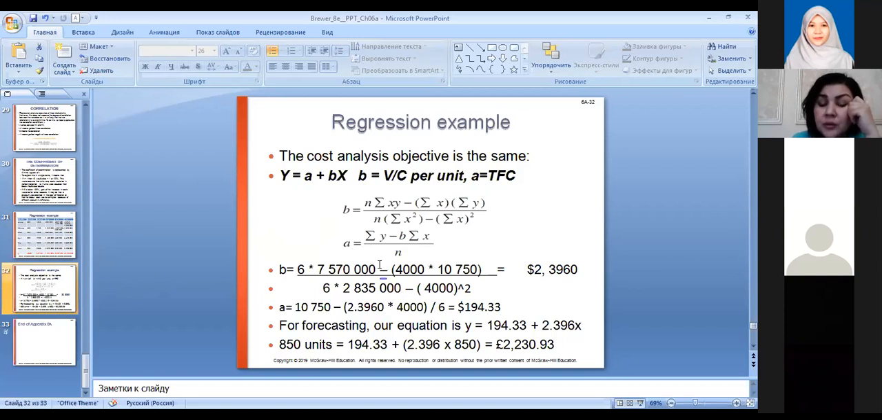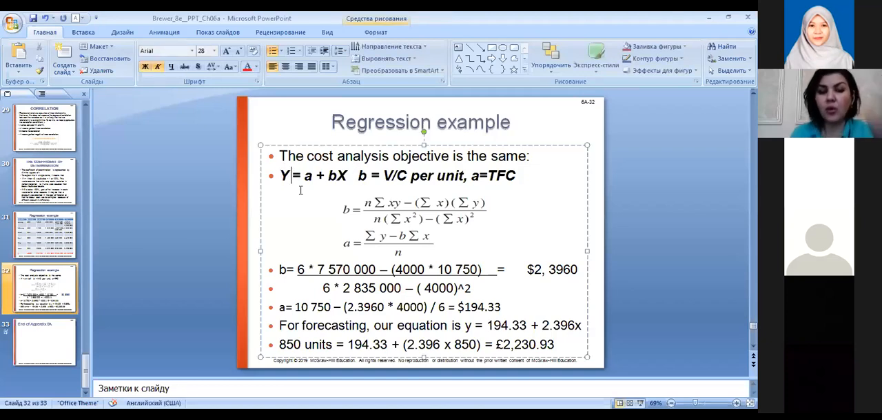Okay, so why do we need this? Regression analysis is also used to calculate total cost. The value for total cost. Why is it total cost actually? What is Y? It is total cost.